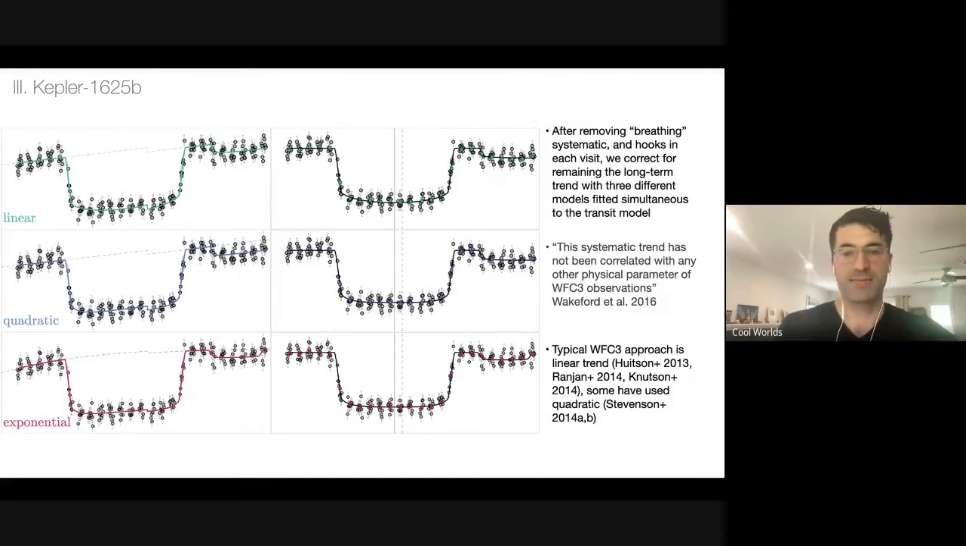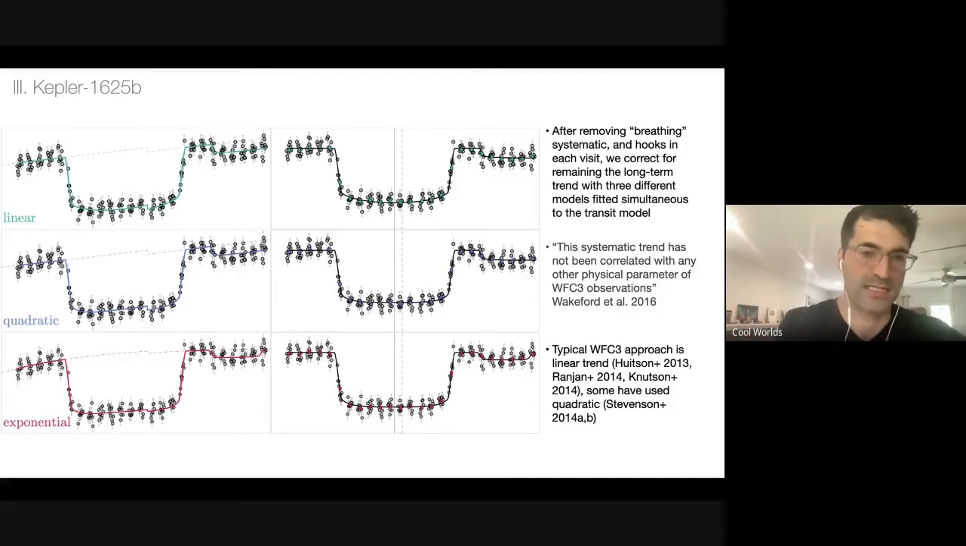Obviously, there's a lot of systematics with Hubble data you have to deal with. There's this sort of breathing effect. There's hooks caused by charge trapping. But when you remove those effects, there's basically only one effect left, and that's the one you can see on the left-hand side, the left panel. This is actually, every single panel here is the same transit.